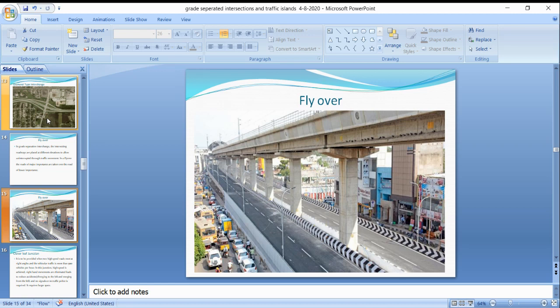Below, the road has more traffic, and it will give more disturbance to the road above if it is connected. The road where we have to go is very important, and it should not be interrupted by this one. For that, we will provide these types of intersections.